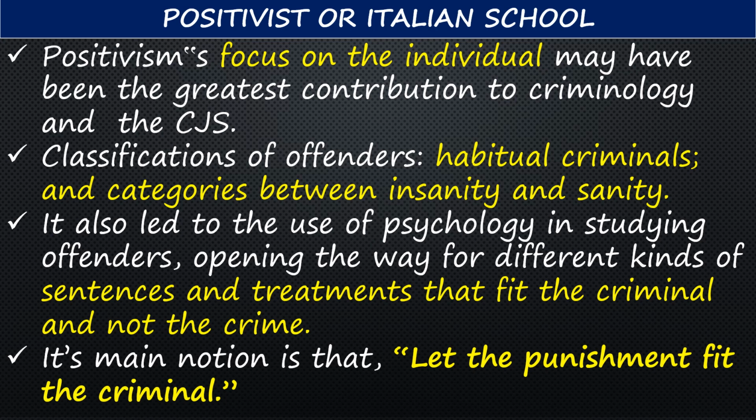Positivism, the focus on the individual, may have been the greatest contribution to criminology and the CJS. Just like in the CJS, our focus is on the criminal. So in positivism, in the scientific study of society and of criminality, somehow the criminals became the focus of the criminal justice system. They came up with the classification of offenders, the habitual criminals, and categories between insanity and sanity. It also led to the use of psychology in studying offenders and opened the way for different kinds of sentences and treatments that fit the criminal and not the crime.